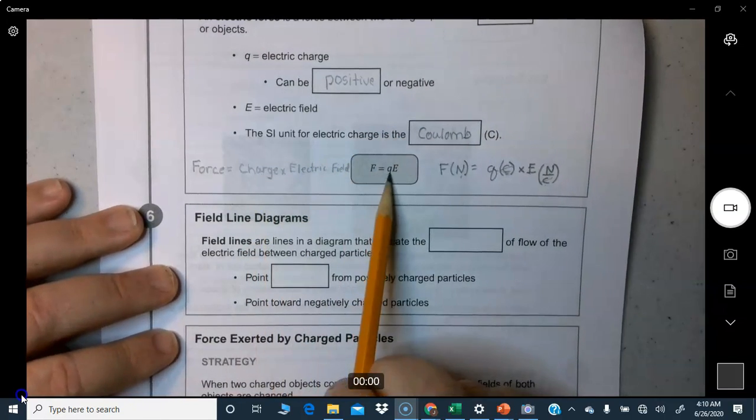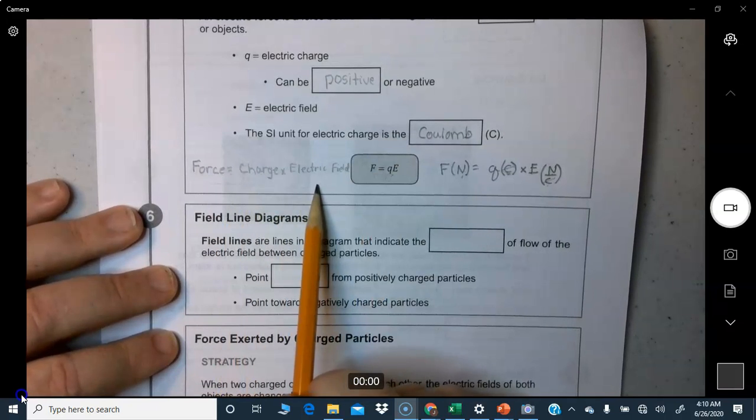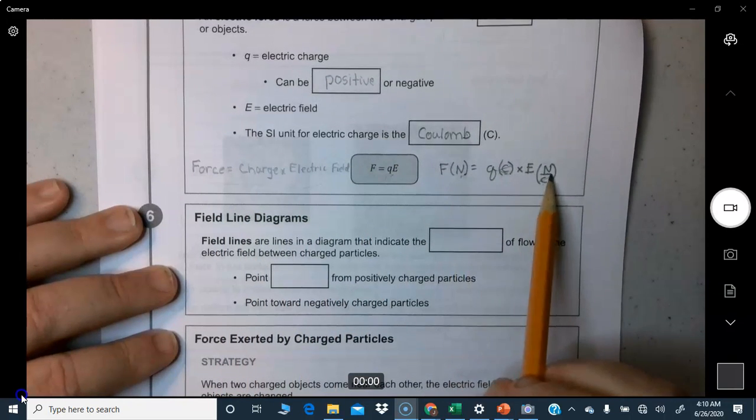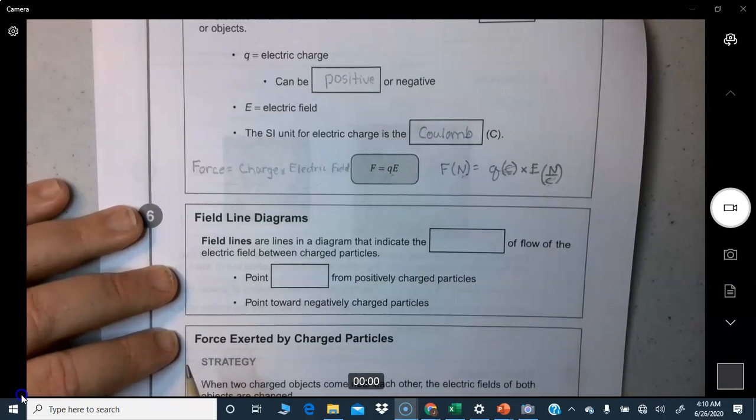Okay, so I'm writing the formula in words, and the formula along with its units of measure.